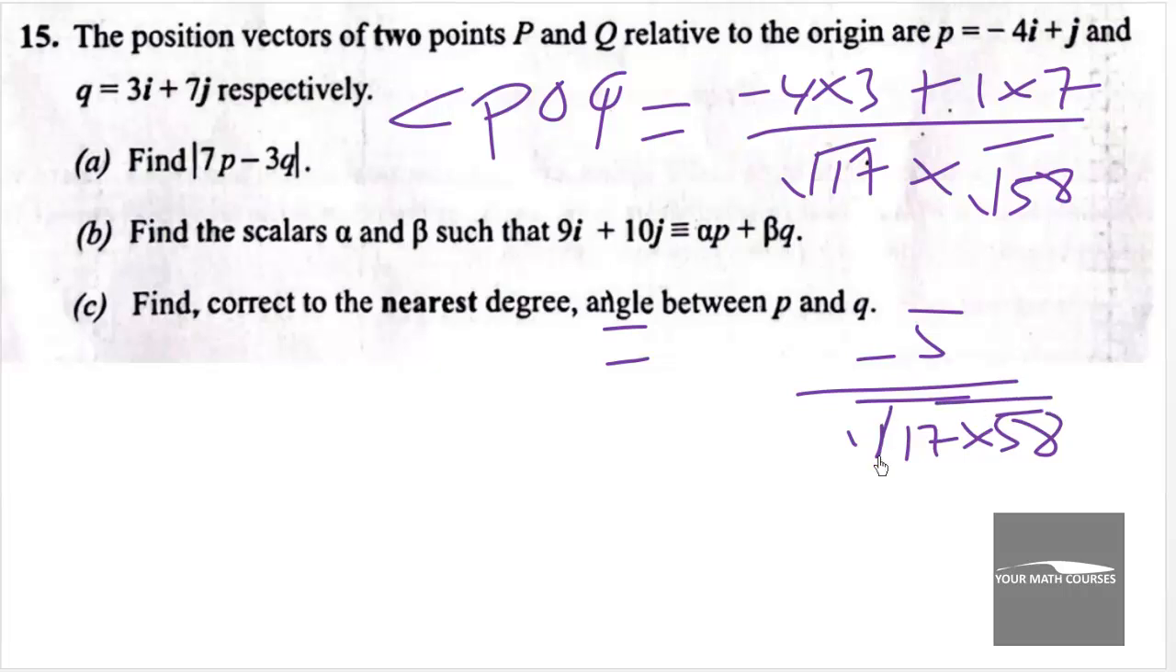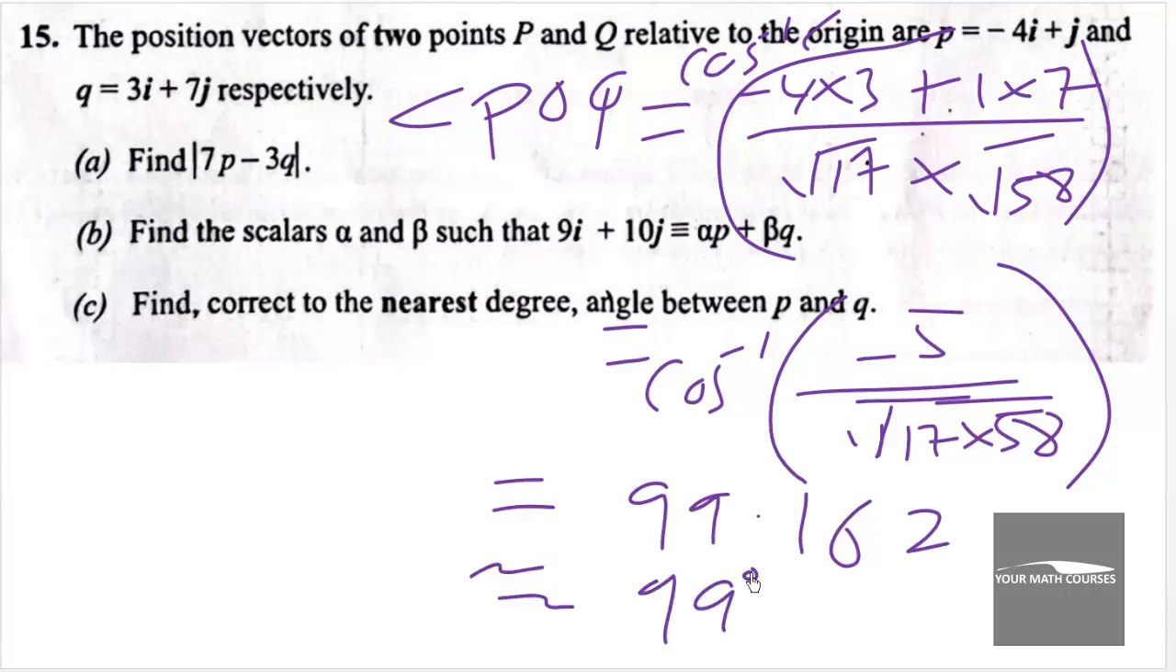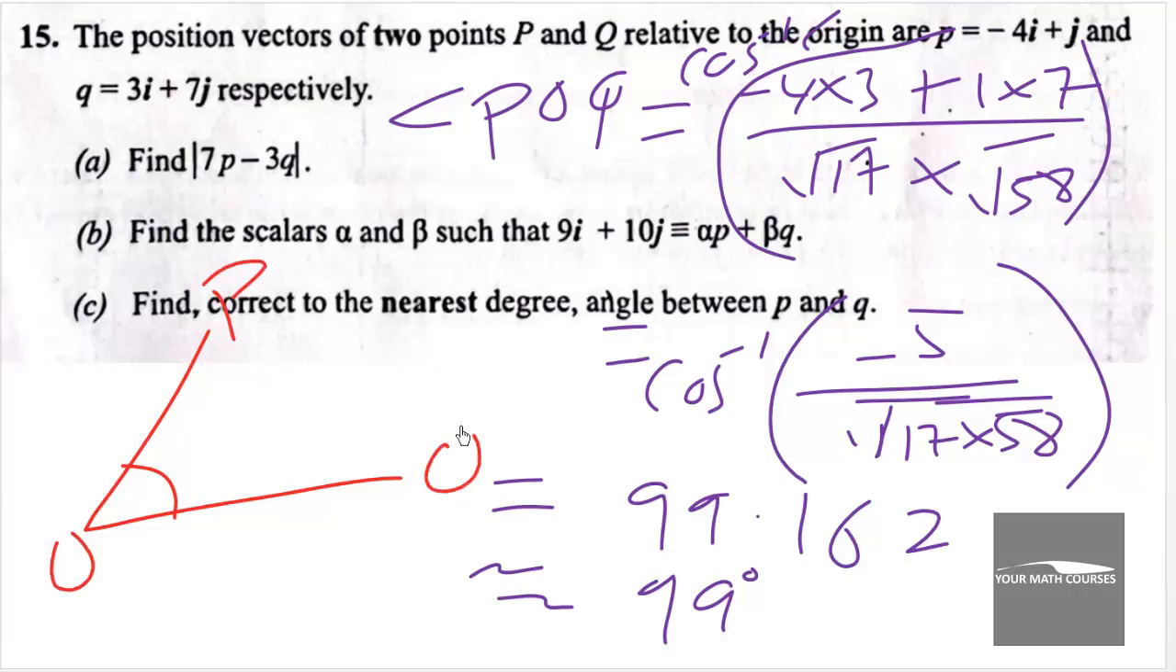So it's cos inverse of this, and that will be equal to 99.162 degrees. To the nearest degree, that will be approximately 99 degrees. So that is the value of the angle between the position vectors P and Q, which is 99 degrees.